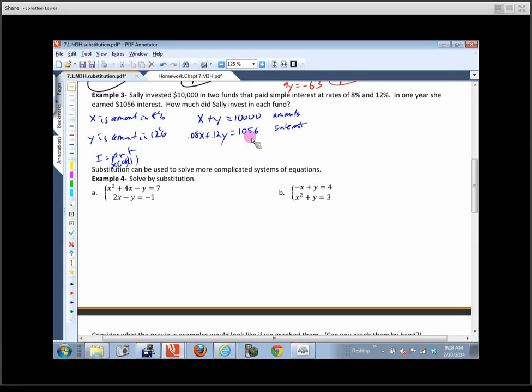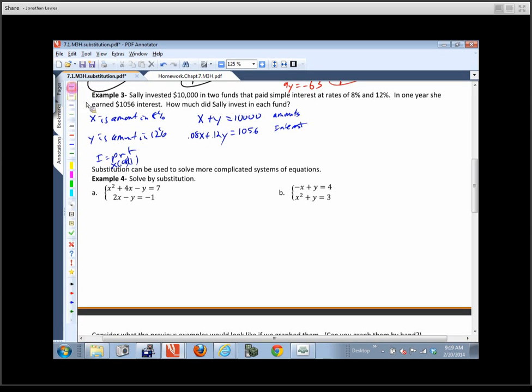Okay, once I get this, again, I want to solve this by substitution, but I want to do a couple of things first. Take a good look at this. Is there a way we could make this so that we don't have to work with decimals? Tara, what would we do? Move all the decimals over 2 places.